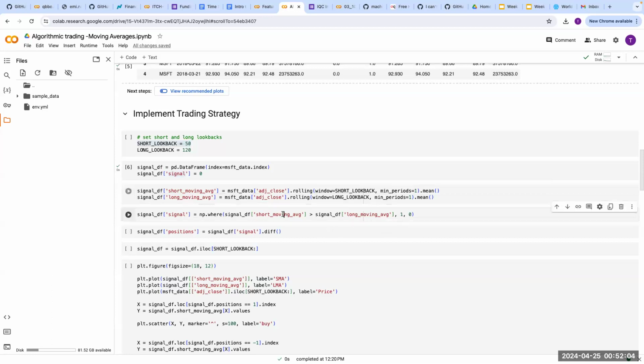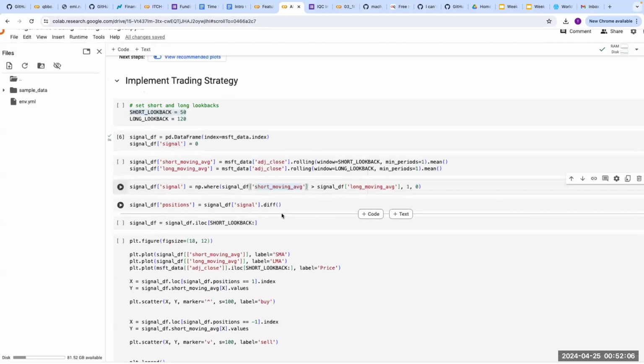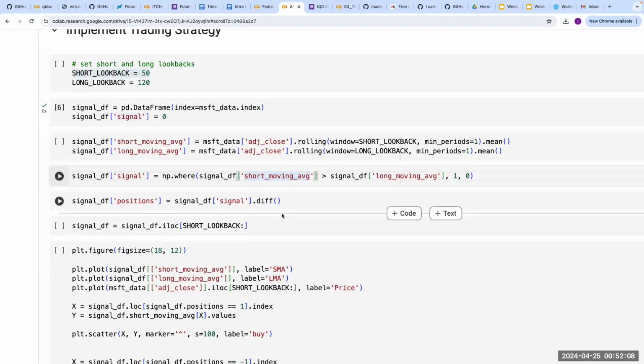So now the next thing is this line where it says np.where short term moving average greater than long term. So that's where you would compare the averages and put a one, otherwise a zero. So that's where you assign buying or selling positions.